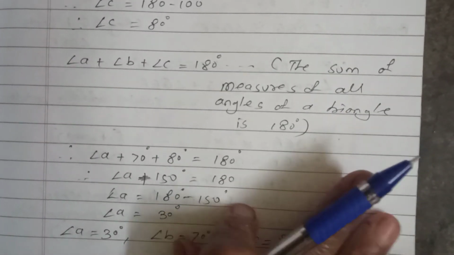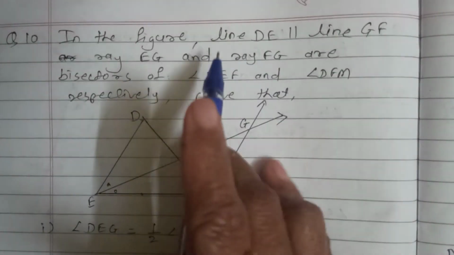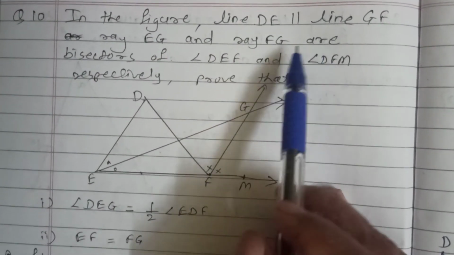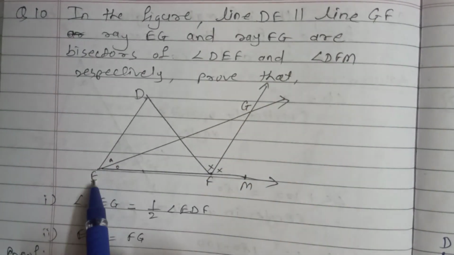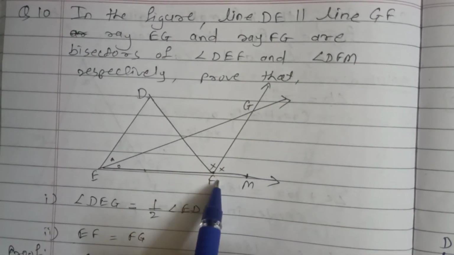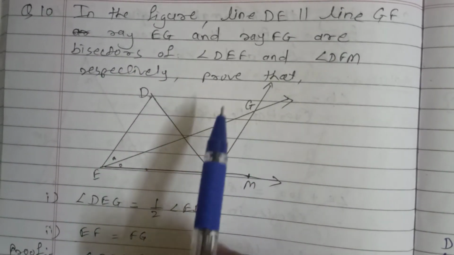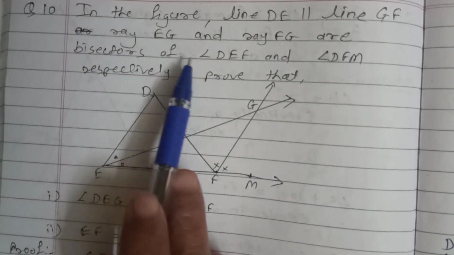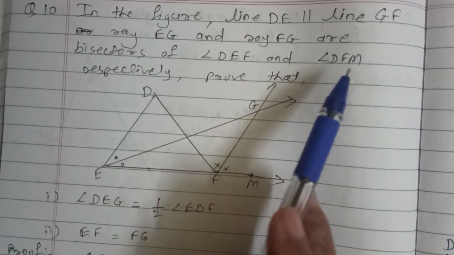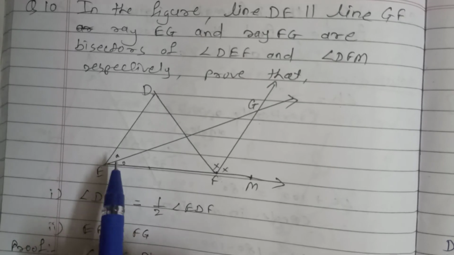Okay, students, now let us see the last example, that is question number 10. In the figure, line DE is parallel to line GF. Ray EG and ray FG are bisectors of angle DEF and DFM respectively. Then prove that... Now I have already given it in the book also.